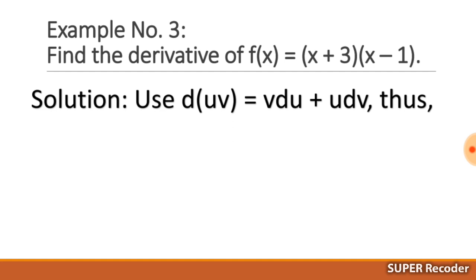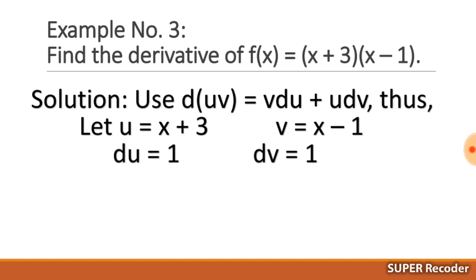Thus, we're going to let u be equal to x plus 3, and v be equal to x minus 1. If we get the derivative of each function, since it will only be equal to 1. If we get the derivative of each constant, that will be equal to 0.